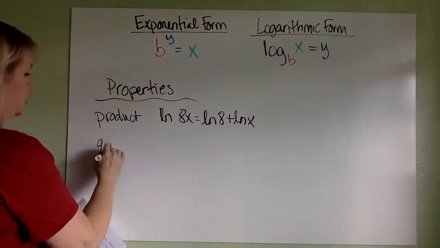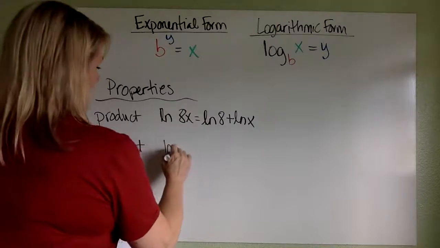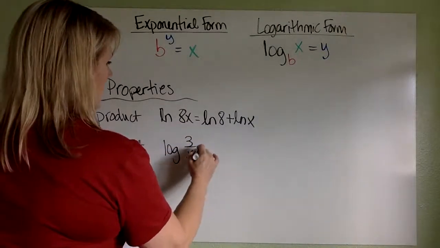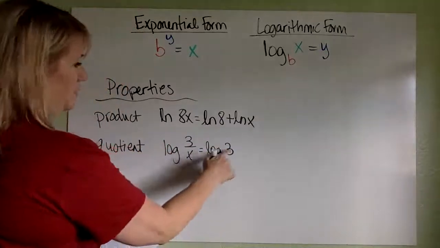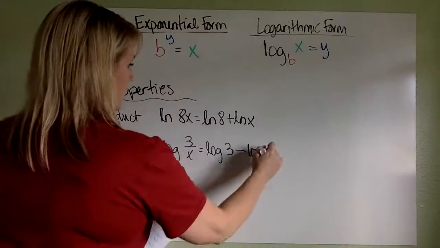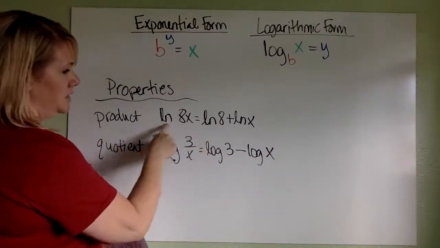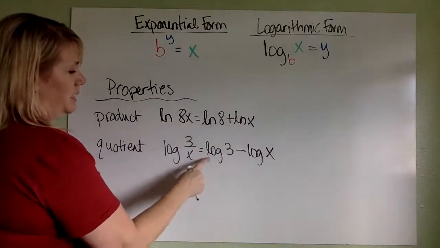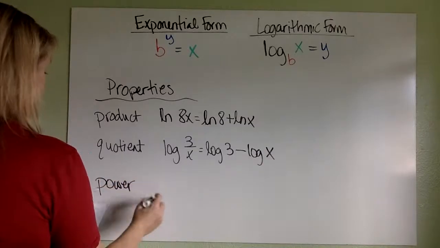Then I have the quotient, which says if I have a log base 10 of 3 divided by x, I could rewrite that as the log base 10 of 3 minus the log base 10 of x. So notice the base is the same here. So natural log is log base e, log base e, log base 10, log base 10. The third property is called the power rule.